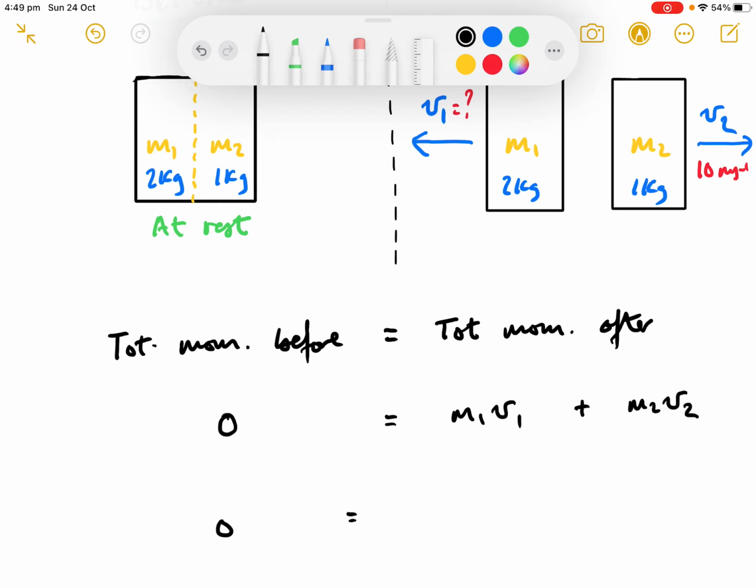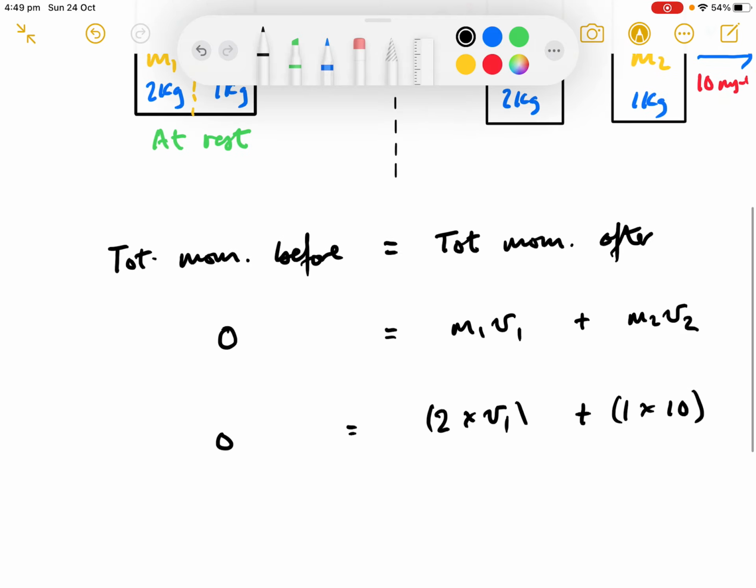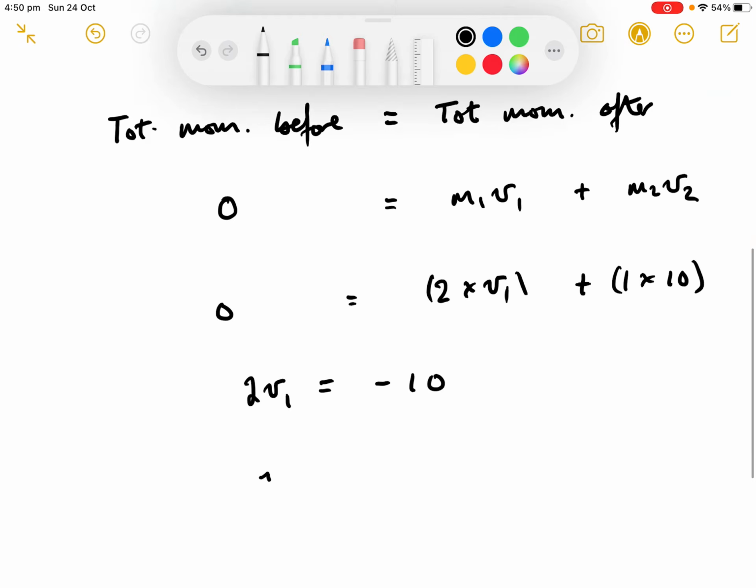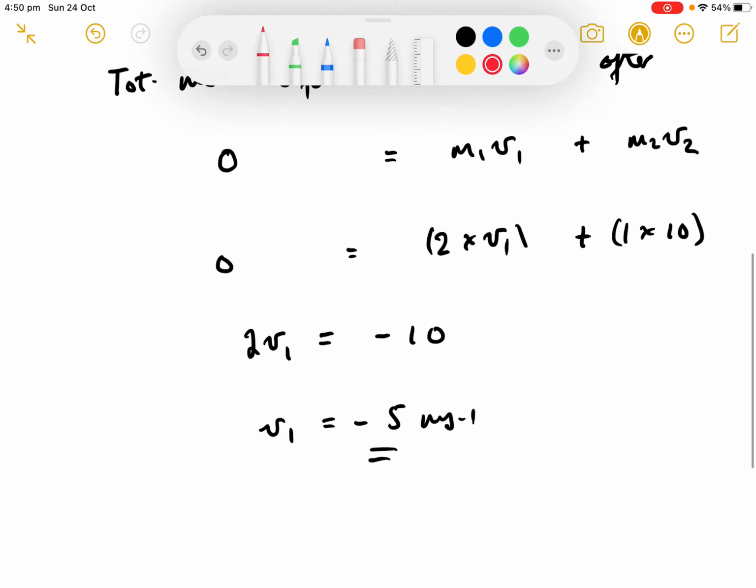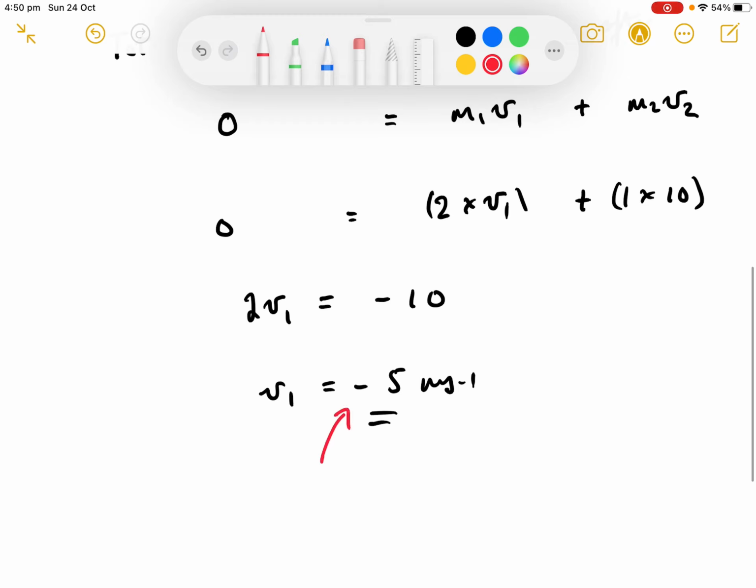Well, in this case then, 0 equals the 2 kilograms times V1 plus the 1 kilogram times the 10. Now we need to use the sign convention. To the right is positive, so I'm regarding the 10 as a positive number. So tidying that up, 2V1 is going to be minus 10. Therefore V1 itself is going to be minus 5 meters per second. Now the negative sign means to the left.